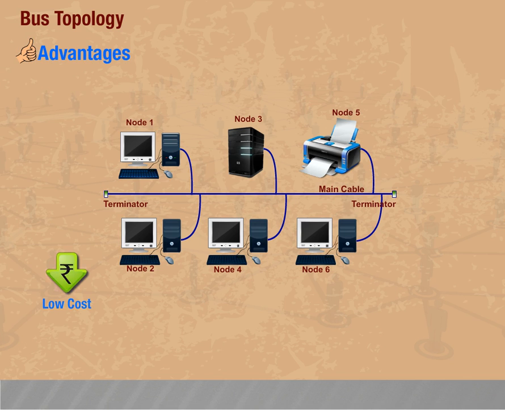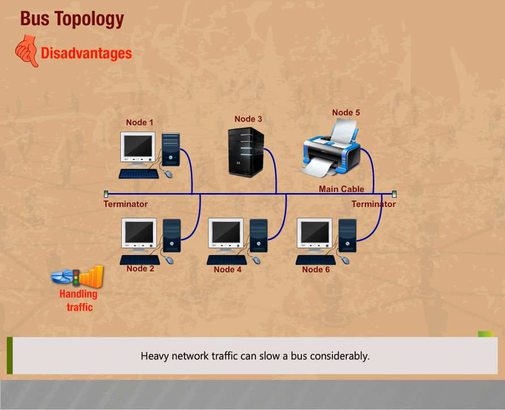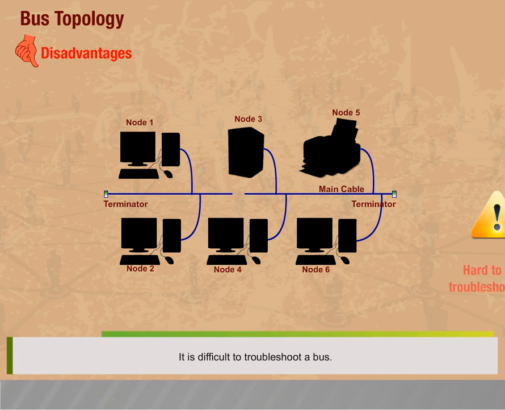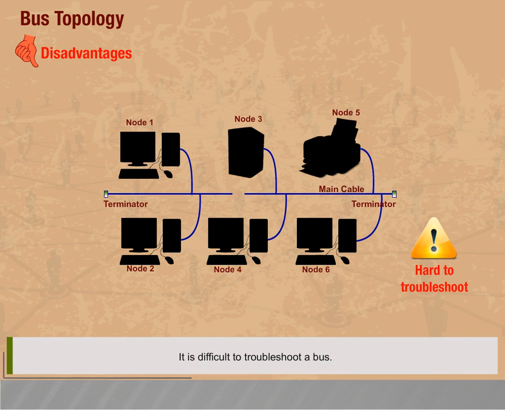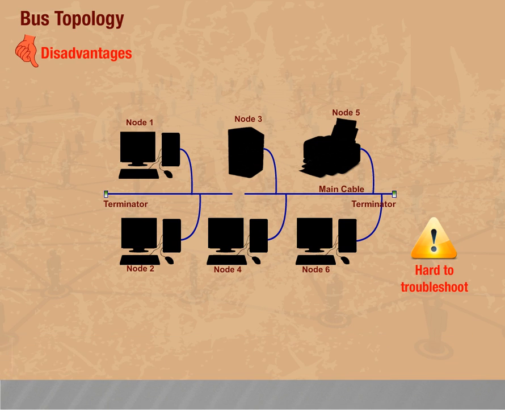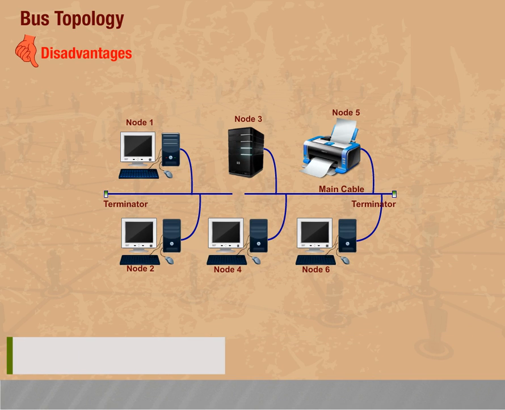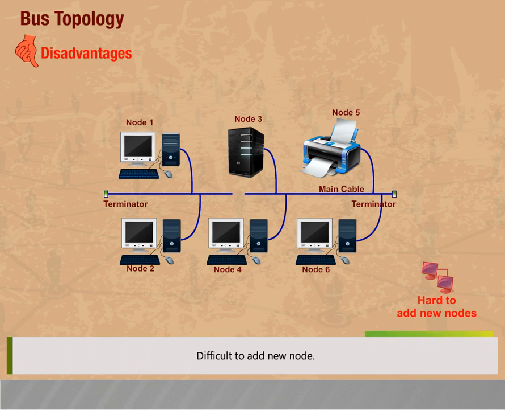Low cost. Disadvantages: Heavy network traffic can slow a bus considerably. It is difficult to troubleshoot a bus. Failure of a cable affects all devices on the network. Difficult to add new node.